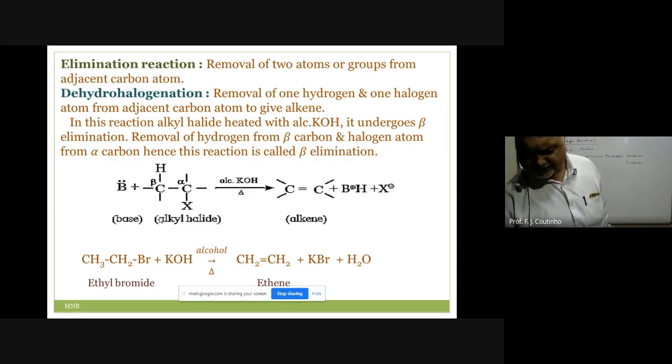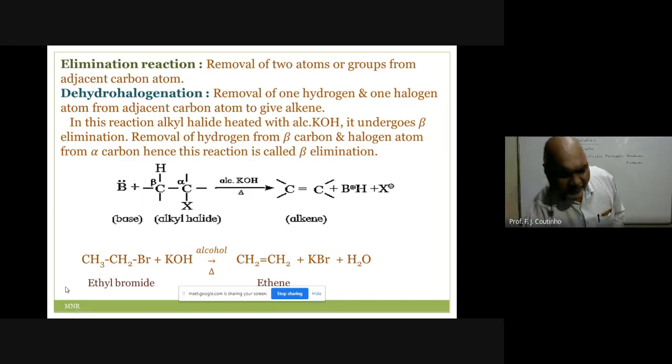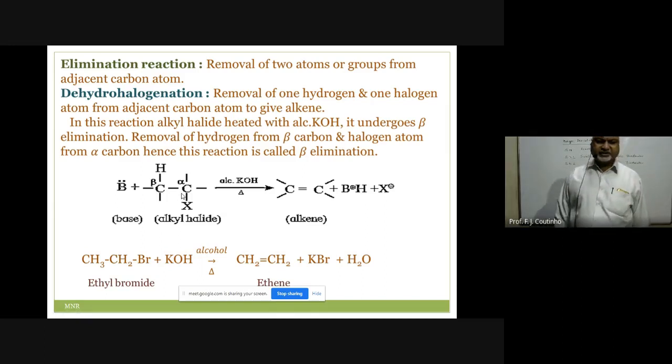Now if you see this reaction, there are 1 and 2 carbon atoms. One is alpha. Why alpha? Because to this alpha carbon atom, the halogen is attached. And the second, next to it, is beta. So there are alpha and beta carbon atoms, and they are next to each other, immediate.